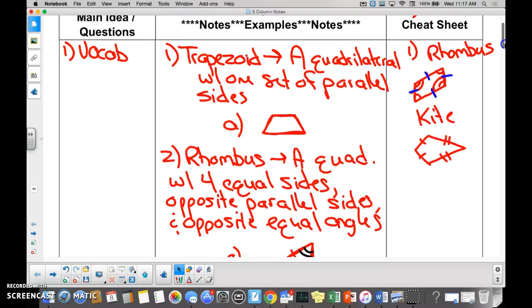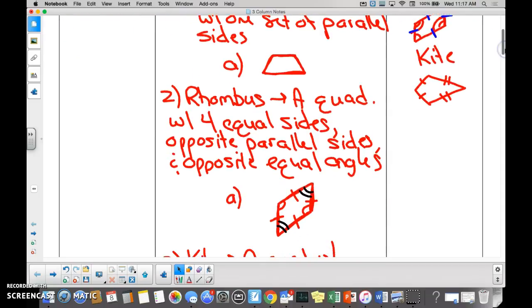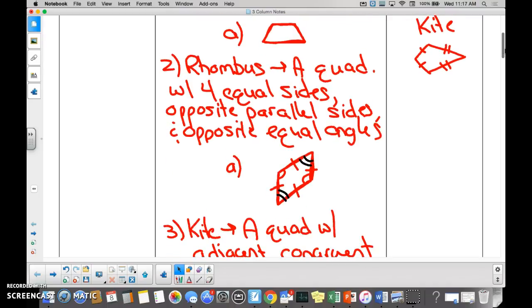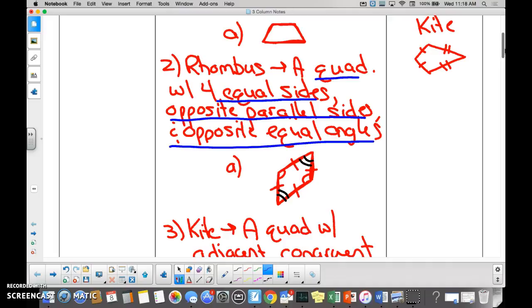Number two, a rhombus is a crazy definition here with lots of information. First of all, it's a quadrilateral, which means it has how many sides? 4. How many equal sides does it have? 4. So it's a quad with 4 equal sides and opposite parallel sides, right? And opposite equal angles. You need to know how to read this. If you cannot read that, if you don't understand what those congruence marks mean, you're not following along with us, or you're not where you need to be. I'm not going to go through that.